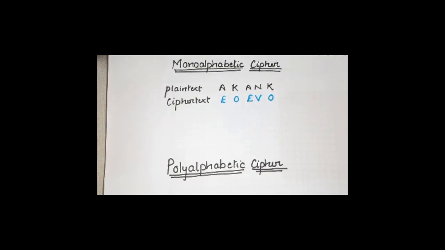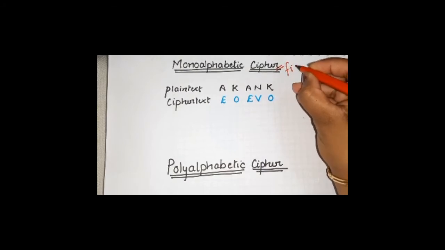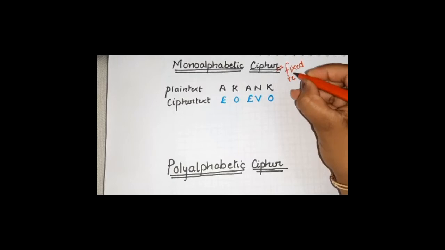Which is the monoalphabetic cipher. Now, what do you mean by monoalphabetic cipher? This is also a substitution technique. We are discussing the substitution techniques. So, monoalphabetic cipher is also a substitution cipher technique. It is also known as simple substitution. Why? Because it relies on fixed replacement. Remember, monoalphabetic cipher technique relies on fixed replacement.